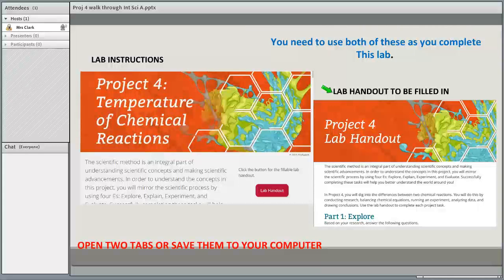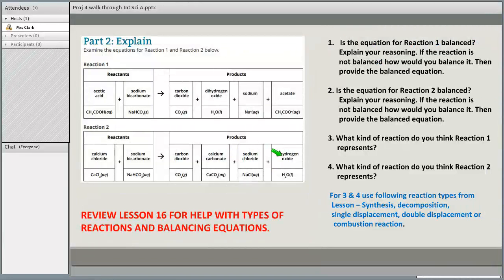Part 2 has to deal with chemical equations. You have 2 equations. This is reaction 1. Okay, you have acetic acid and sodium bicarbonate yielding carbon dioxide, dihydrogen oxide, plus sodium acetate. Your second reaction is calcium chloride and sodium bicarbonate yielding carbon dioxide, calcium carbonate, sodium chloride, and dihydrogen oxide. Sounds like a lot. Well, we're going to review briefly, and you can go back to lesson 16 to help you understand the types of reactions, and I'm going to show you a quick reminder of how to balance the reactions.